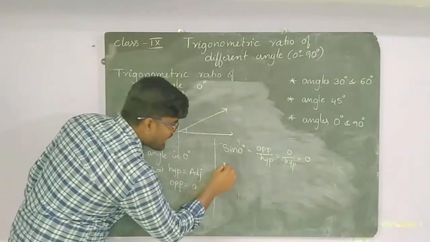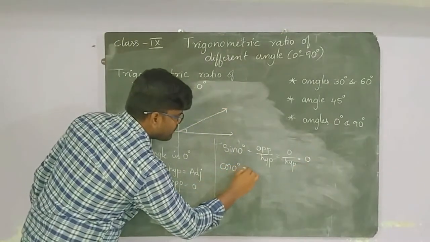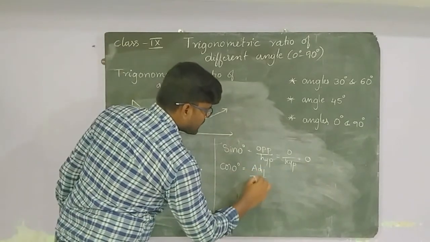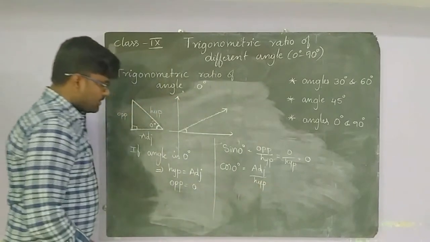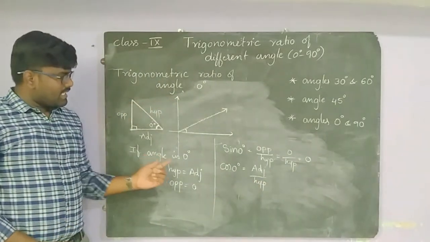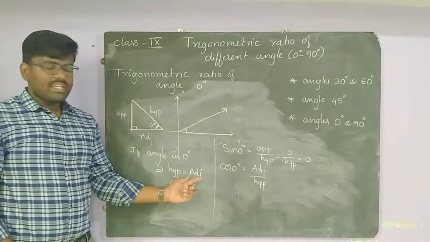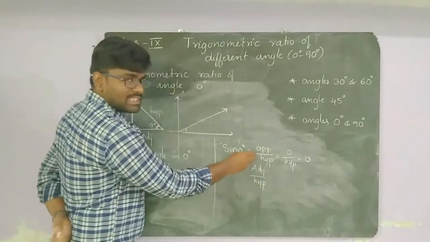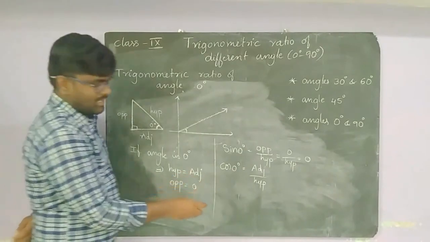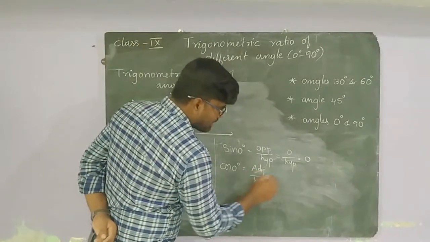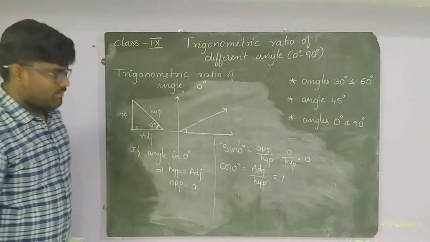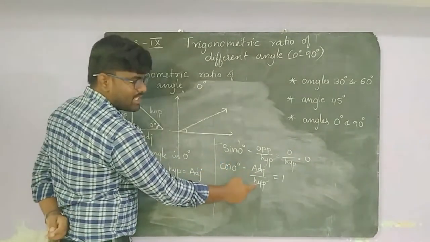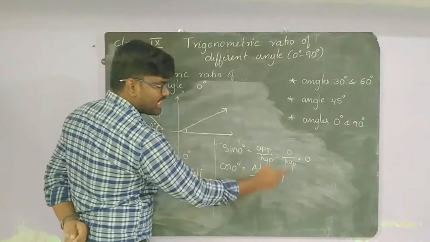In the same way, cos 0. What does cos 0 mean? Adjacent by hypotenuse. Whenever the angle is 0, the hypotenuse and adjacent are equal. That means the numerator and denominator have the same number, so these two cancel, and we get 1. Why? Because once the hypotenuse and adjacent are equal, the numerator and denominator are the same number, so we can cancel and get 1.